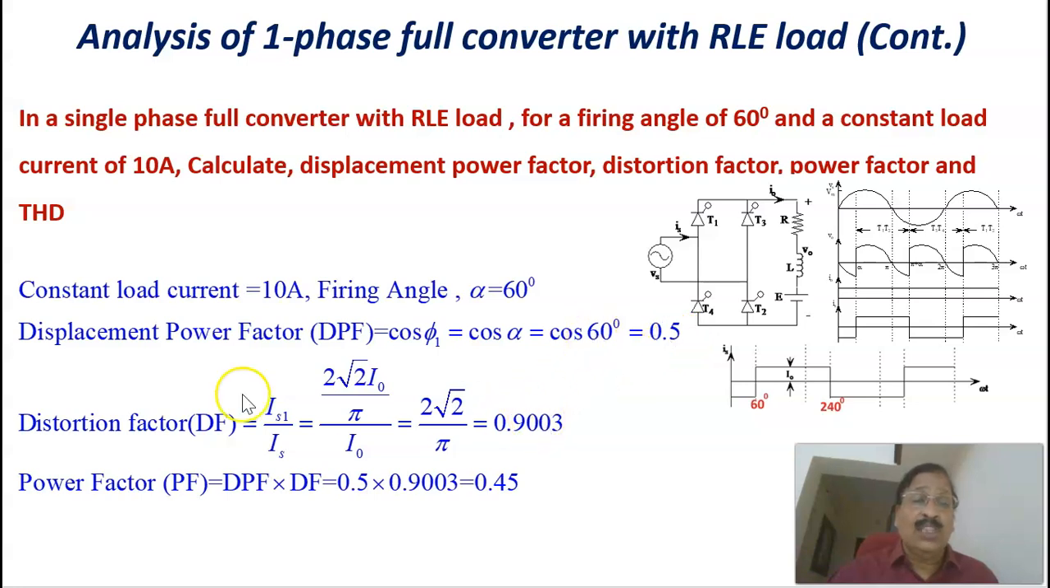The product of the displacement power factor and the distortion factor is the total power factor, which equals 0.5 into 0.9003, which is 0.45. At the input side, the power factor is given by 0.45. If the load current is 10 amperes and the firing angle is 60 degrees, the total power factor is the product of the displacement power factor 0.5 and the distortion factor 0.9003, and the total power factor becomes 0.45.